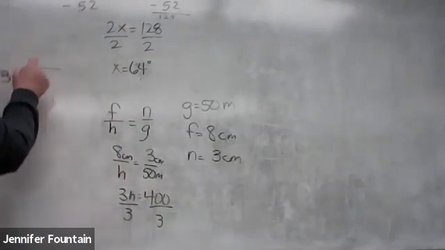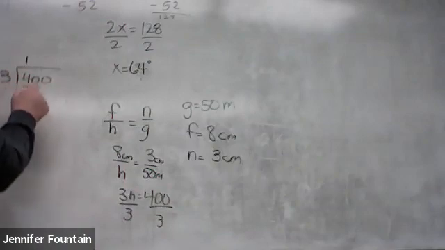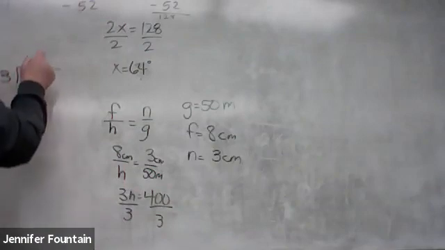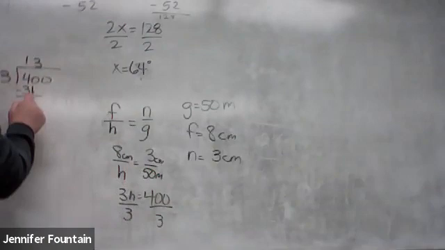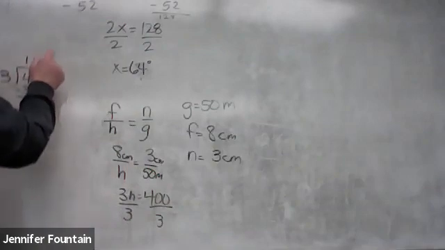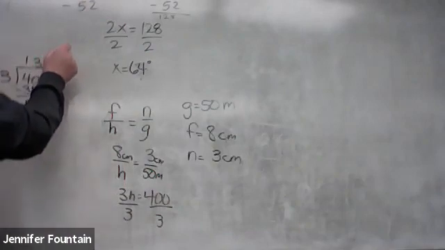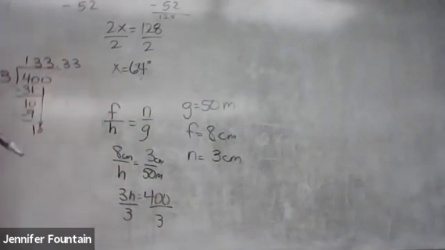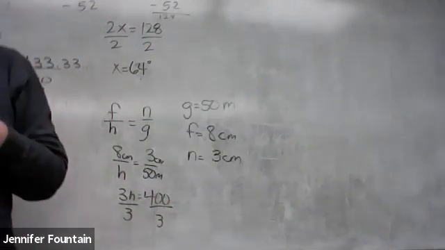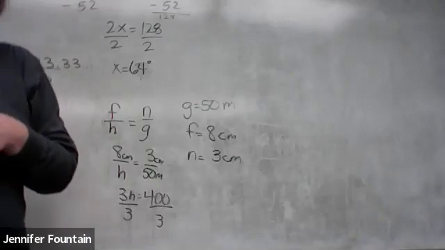So 3 into 400: 3 will go into 4 one time, subtract, and I've got 1, bring down the 0 to make 10. 3 will go into 10 three times. 3 times 3 is 9, subtract, I've got 1, bring down the 0. Okay, so I know I'm going to have a repeating decimal, so when I write my solution, what am I going to have to do?